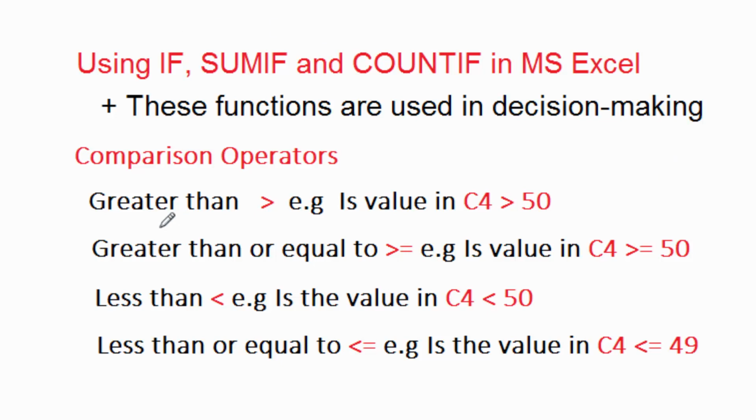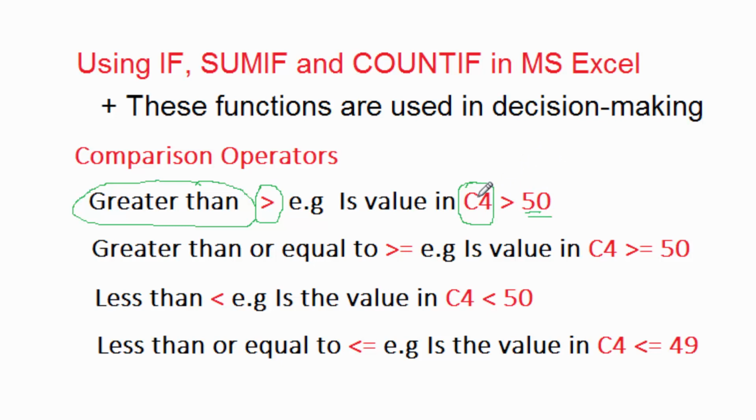The first one is the greater than sign. The greater than sign is very common in mathematics and it is used to compare two items, probably numbers. A good example is here. If in my cell C4 I have a certain number, I might want to compare it with 50. And in comparison, the outcome of the comparison can be true or false.